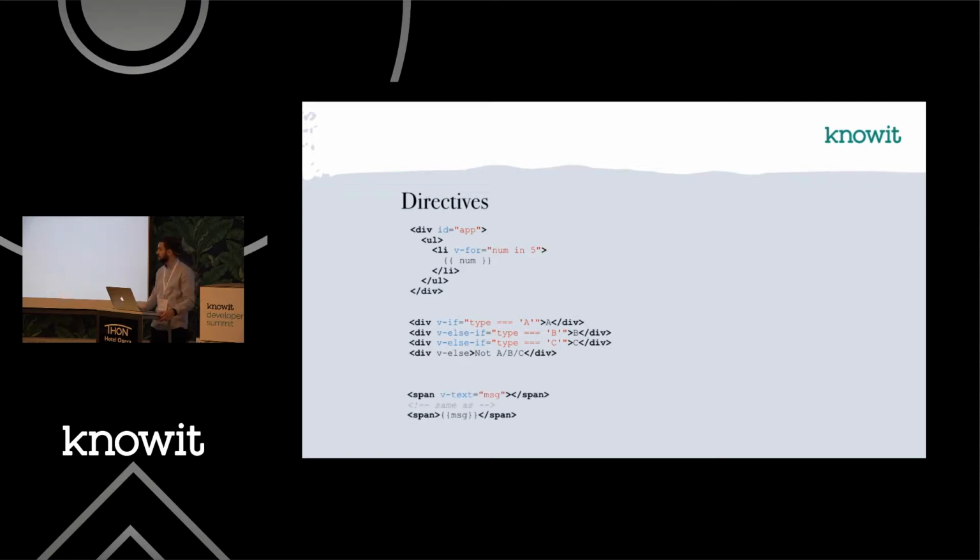And directives are special attributes with the v- prefix. They are expected to be single JavaScript expressions. The directive's job is to reactively apply side effects to the DOM when the value of its expression changes. So we have, as an example, the v-for, which is a for loop. And then we have v-if, v-else-if, or v-else for different kinds of expressions or if statements. And v-text is just text, so it just displays information.